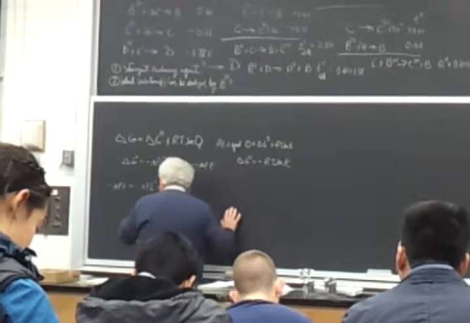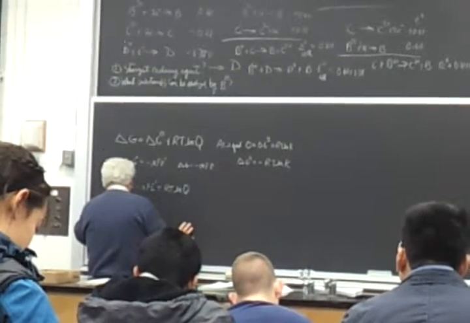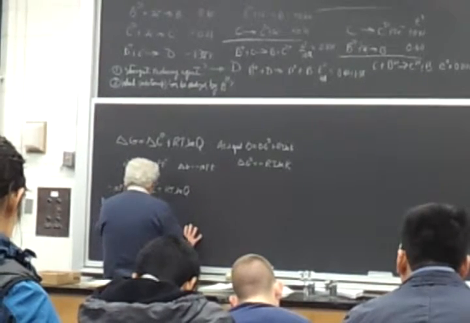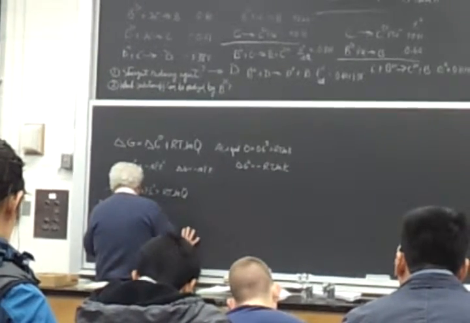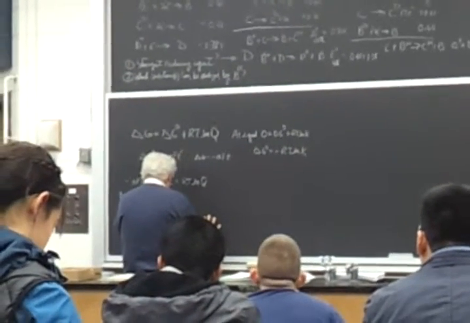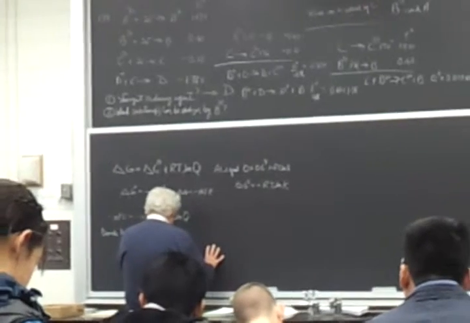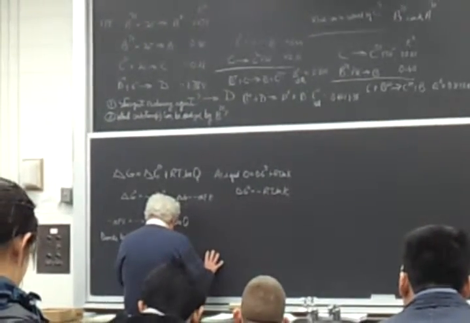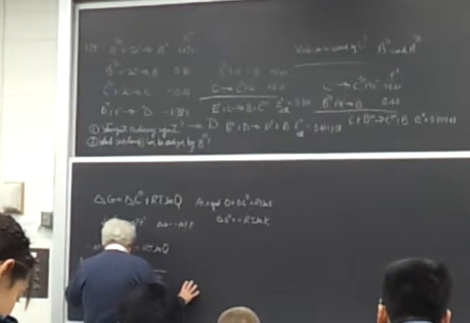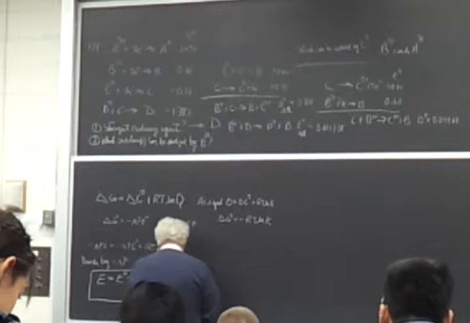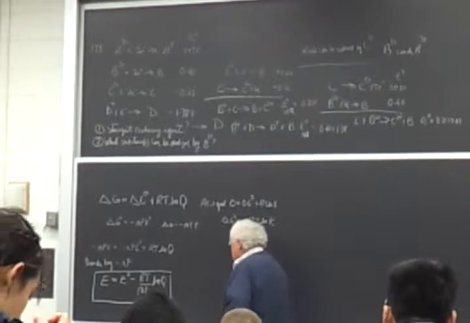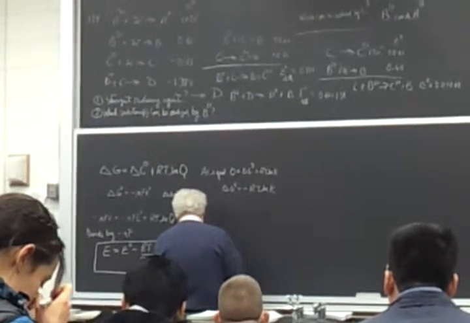And if we divide through by minus nF, we get a nice compact expression: E is equal to E0 minus RT over nF ln Q. This is a very famous equation in science. It's known as the Nernst equation.